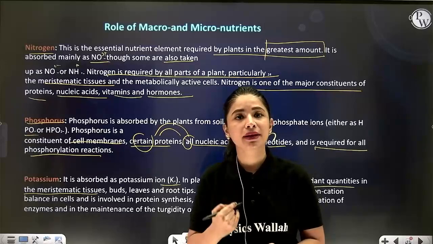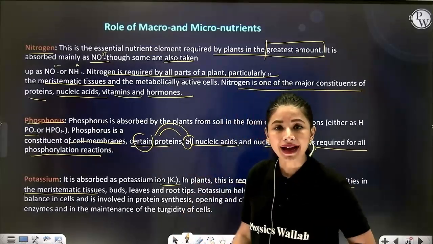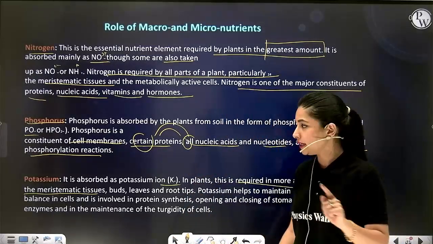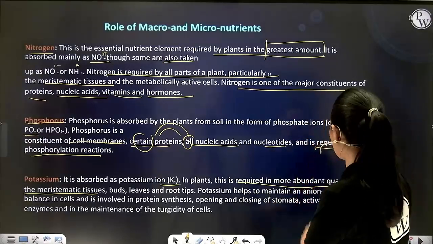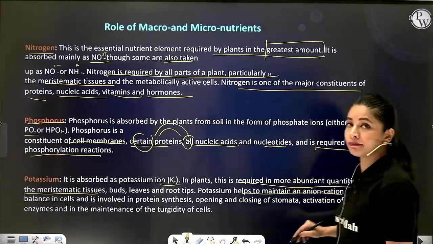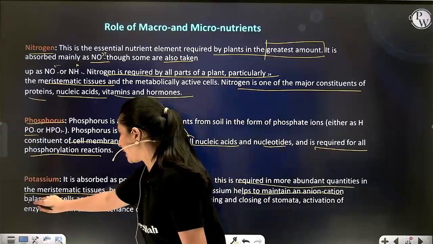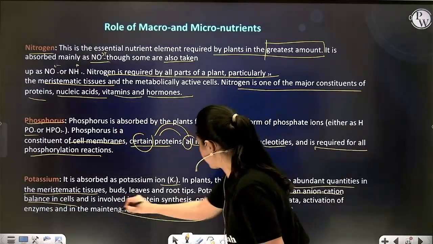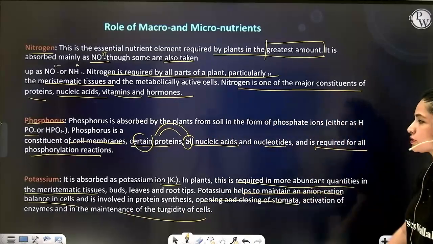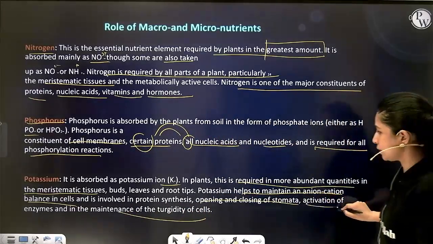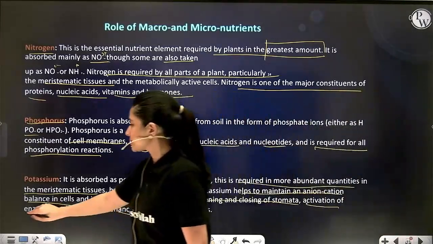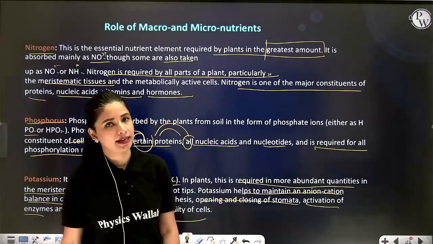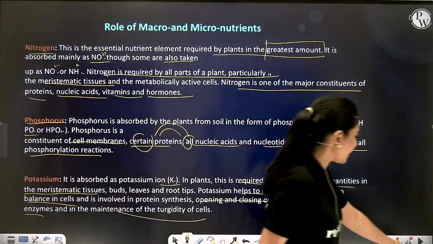They help in maintaining the osmotic balance. They regulate the opening and closing of stomata. Anion-cation balance means osmotic balance, right? And they also help in maintaining the turgidity of the cell, opening and closing of stomata, and potassium may also be involved in some activation of the enzymes, right?